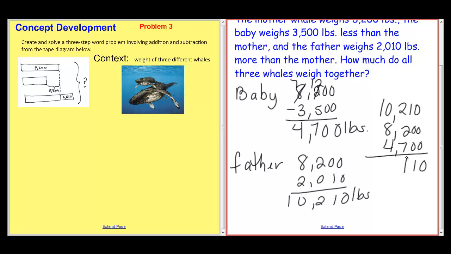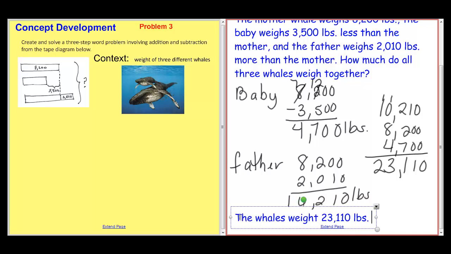So I've got 4 plus 7, which is 11, 13. So I'll get 23,110. So now I'm going to answer this question. How much do all three whales weigh together? So I'm just going to say the whales weigh 23,110 pounds all together. Okay.